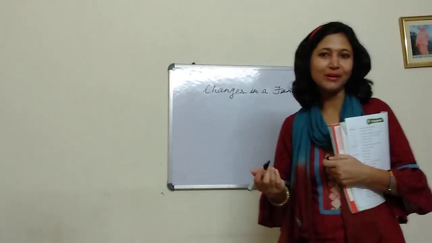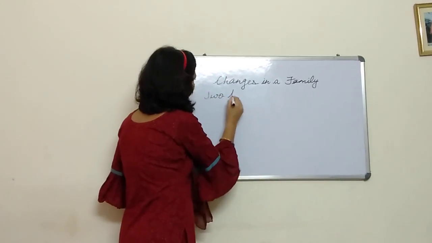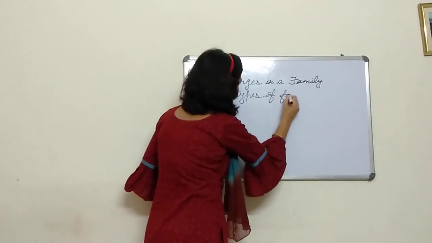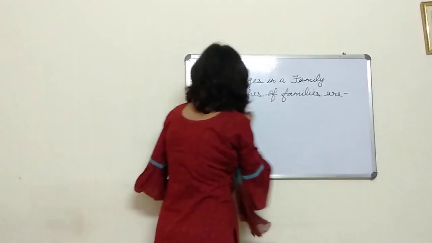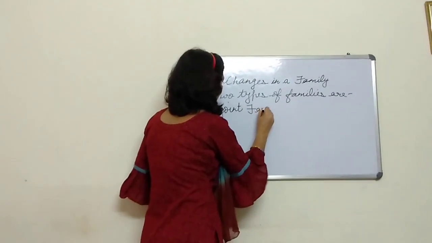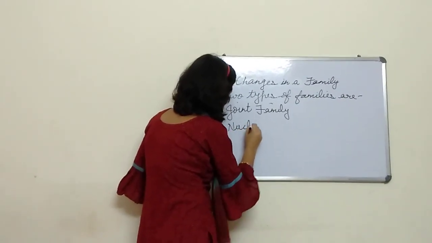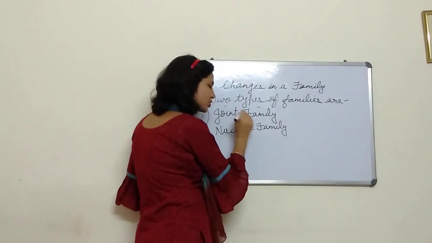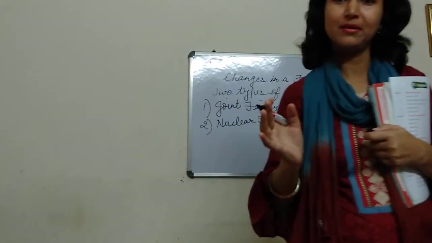Generally, there are two types of families. Two types of families are joint family and nuclear family. Now, what is a joint family? A joint family is a family where two or more generations live together.